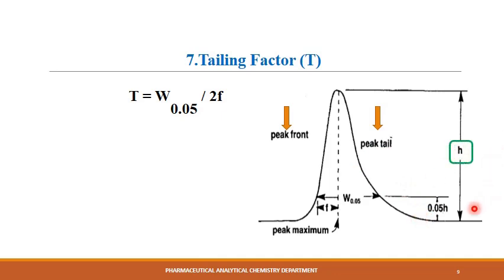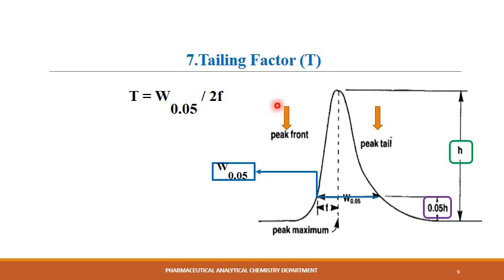First, what you're going to do is measure the height, and then at 5% of the height, or 0.05 times the height, you are going to calculate the width at 0.05 of the height. This will be W0.05, the width at 5% of the height.